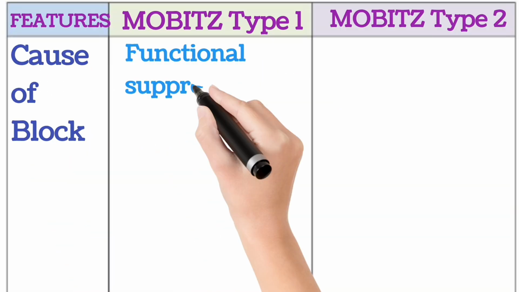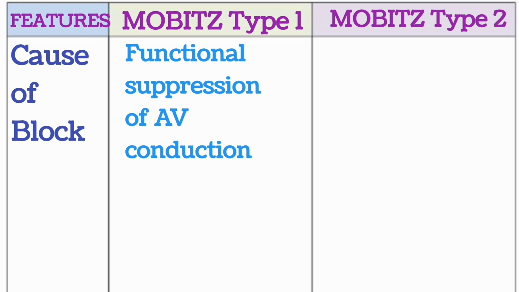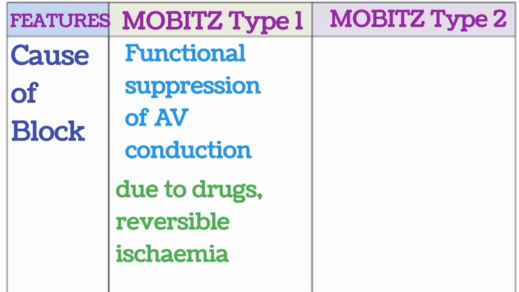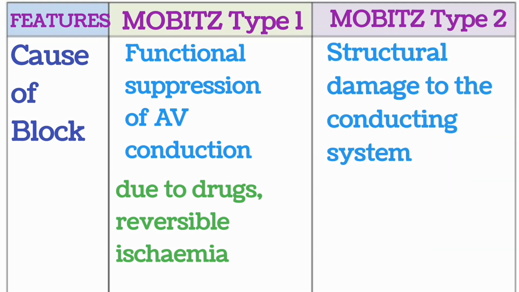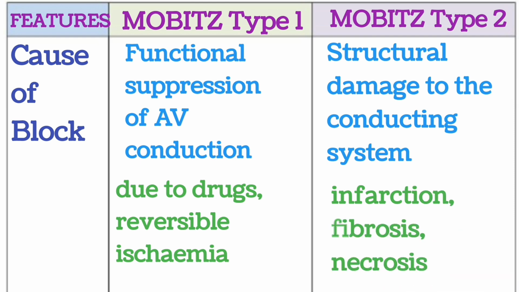Mobitz type 1 is usually due to the functional suppression of the AV conduction that might be due to drugs or reversible ischemia. Mobitz type 2 is more likely to be due to structural damage to the conducting system that is seen in infarction, fibrosis, necrosis.